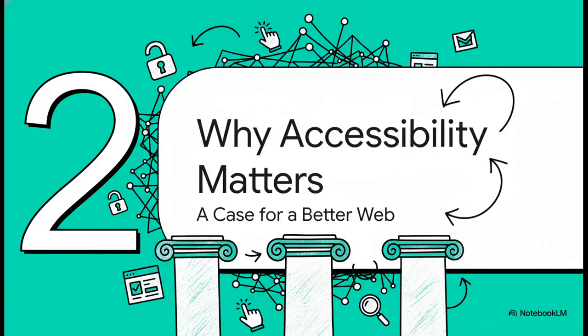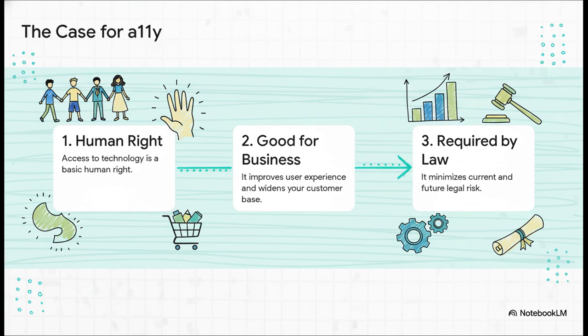Okay, so we know what it is. But now let's get to the big question. Why? Why does this really truly matter? Well, it turns out the argument for accessibility is incredibly strong. And it pretty much rests on 3 main pillars. And here they are. It's a human right, it's good for business, and more, it's actually required by law. Let's just quickly break each of those down.